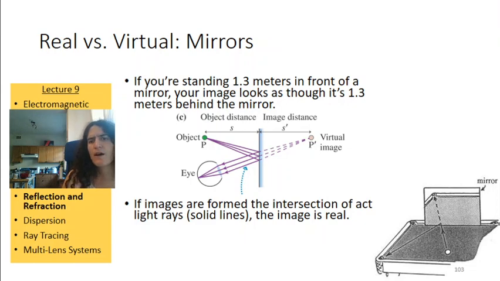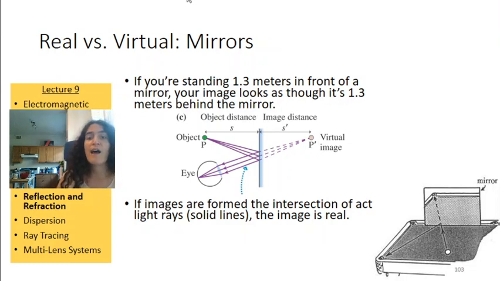Okay, so there's actually a principle of ray tracing that if images are formed at the intersection of virtual light rays, so here virtual light rays are any of the imaginary light rays that I'm drawing behind the mirror. I know that there aren't any real light rays behind the mirror, and so therefore the intersection of these lines is at a virtual image.